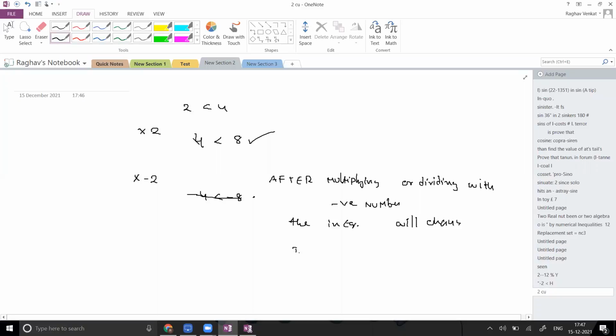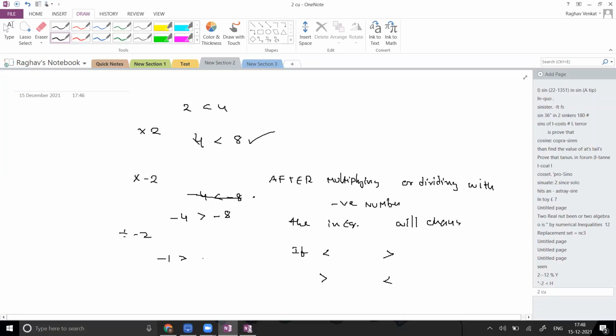If it is less than, after multiplying, it will become greater than. If it is greater than, it will become less than. Suppose in this case, if I am multiplying with minus 2, minus 4 is less than, the symbol becomes greater than minus 8. If I am dividing with minus 2, minus 1, because of the negative sign, if it is less than, I have to write as greater than.